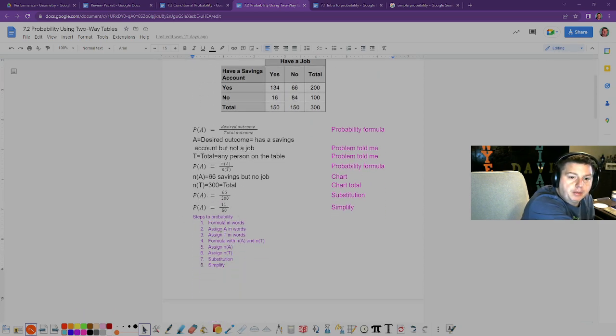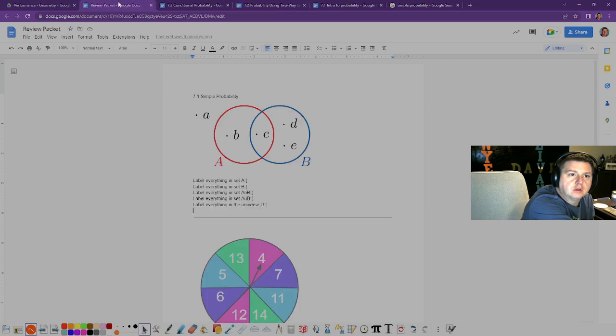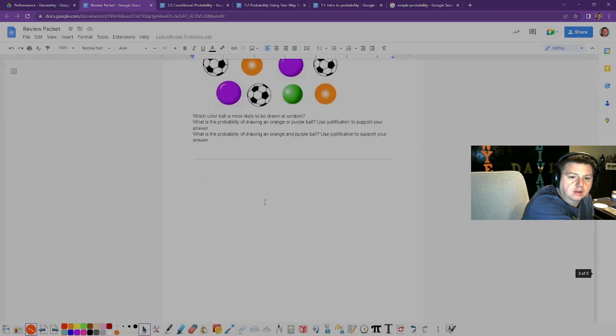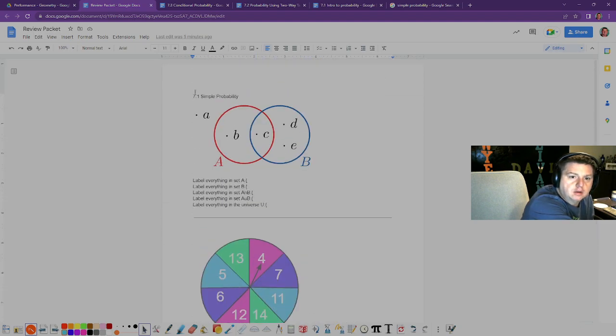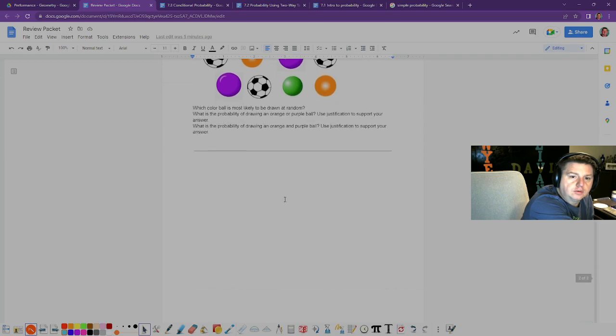And steps to probability: formula in words, assign A in words, assign T in words. The formula with N of A and N of T, assign what N of A is with a number, assign what N of T is with a number, and then substitute and simplify. Those are your steps. So in our review packet, we have to know what these sets are in order to be successful in actually calculating probability. So that looks good for 7.1.